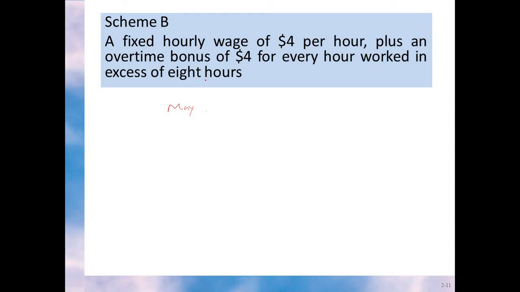Alright, so if you look at this statement, a fixed hourly wage of 4 per hour, the normal working hours is 8 hours. So for 8 hours working, you get $4 per hour. 8 hours multiplied by 4, we calculated just now, we get 32. But in excess of 8 hours, you will get double. This is basically overtime, the overtime bonus, because you work beyond the normal working hours.